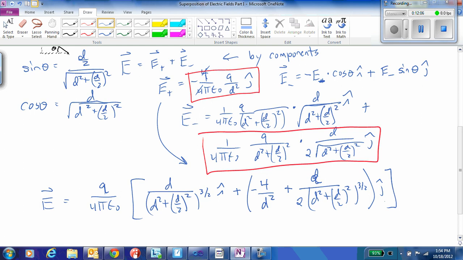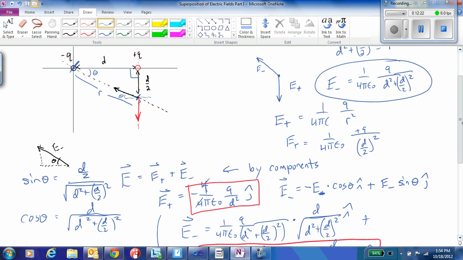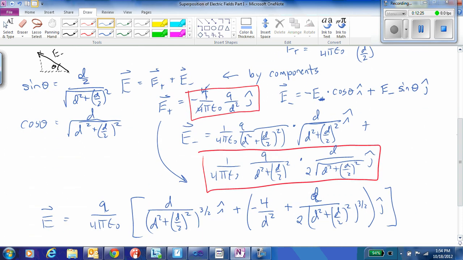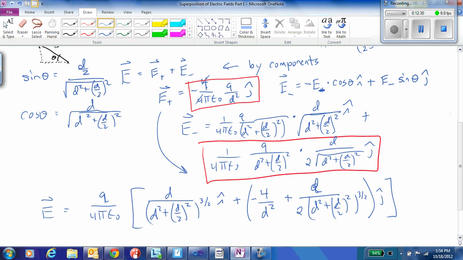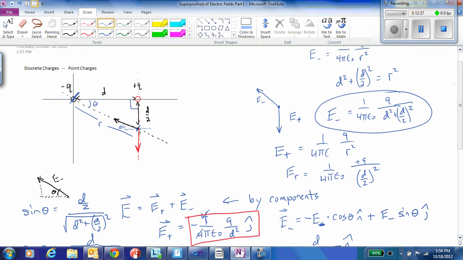And there's my answer. And you may say, boy, that is really ugly and really complicated. It's true, the algebra got ugly and the solution got ugly, but the actual process is going to be very similar for any arrangement of charges. You're going to add up the individual vectors from each individual charge in your arrangement to find your sum total vector. It's called the principle of superposition, and so your knowledge of how to add vectors becomes very important.